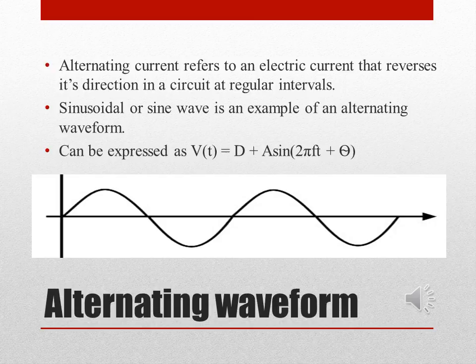The general formula for an AC sine wave is V(t) = d + a sin(2πft + θ), where d is the DC offset, a is the amplitude, f is the frequency, and θ is the phase.